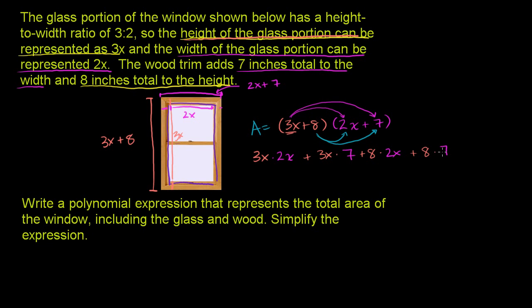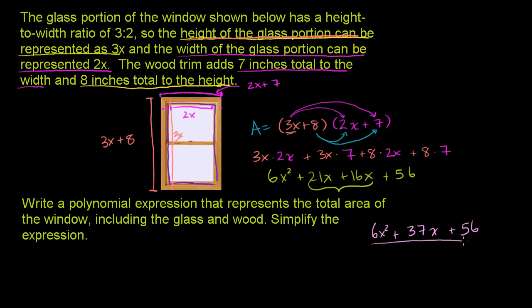And now we just have to simplify everything. So what does this become? 3x times 2x is 6x squared. Plus 3x times 7 is plus 21x. Plus 8 times 2x is plus 16x. And then plus 8 times 7, which is 56. We can combine these two middle terms. 21x plus 16x is 37x. So then we get 6x squared plus 37x plus 56. Now we've expressed it as a simplified polynomial expression.